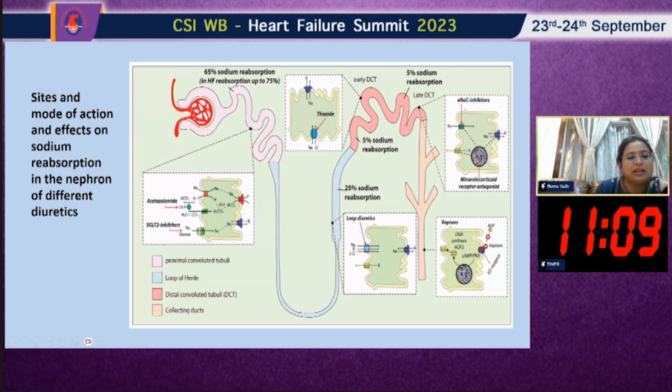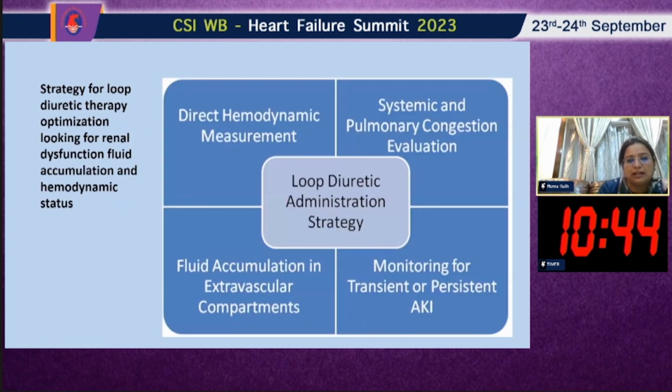So let's quickly revise the site and mode of action on the effects of sodium resorption in the nephron with different diuretics. That is the proximal convoluted tubule, where acetazolamide, a carbonic anhydrase inhibitor, and the SGLT2 inhibitors act on sodium and glucose transport. And then the thiazide diuretics act in the distal convoluted tubule, and in the ascending loop of Henle are the loop diuretics, and then the vaptans, which are not of help in heart failure, act on the collecting tubules.